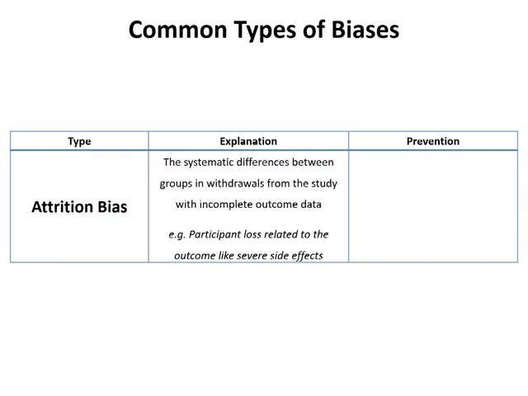Attrition bias happens when you have a systematic difference between groups in terms of withdrawal from the study, or when you have incomplete outcome data. This usually happens when there is a side effect in one group greater than the other group. This can be prevented by accounting for dropouts when you are calculating the sample size and by using intention to treat analysis. Usually this is in randomized clinical trial, which allows you to account for the missing data.